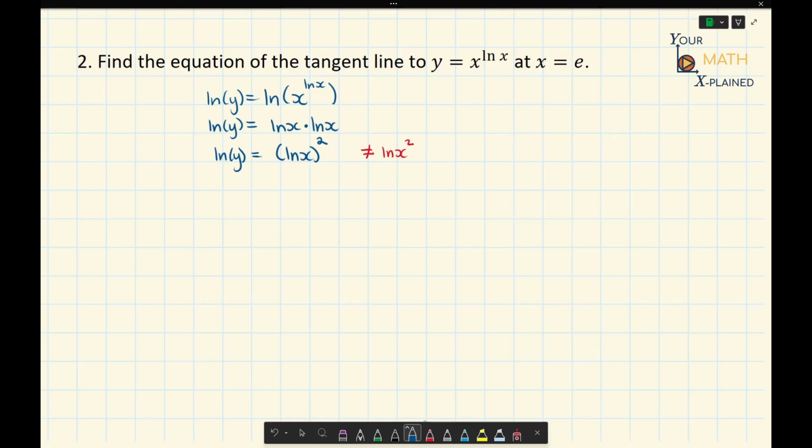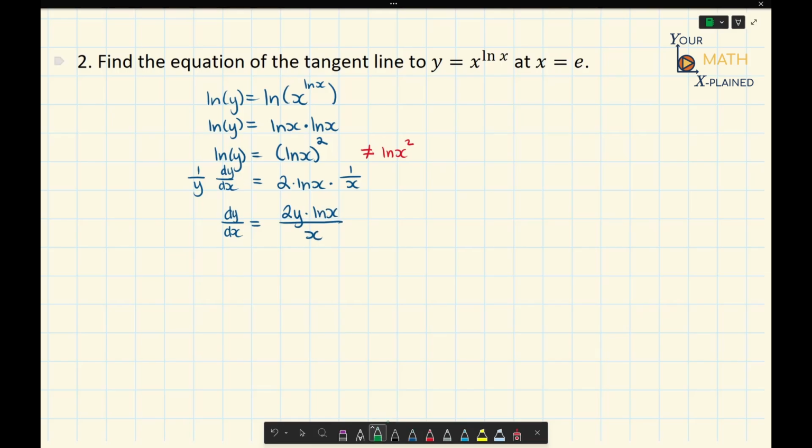And now we're ready to take the derivative with respect to x on both sides of this equation. So the left-hand side, we're going to get 1 over y times dy/dx. And then on the right-hand side, we're going to get 2 times ln of x. And then we're going to use chain rule and multiply this by 1 over x. And finally, we can go ahead and isolate our dy/dx, which ends up being dy/dx is equal to 2 times y times ln of x over x.